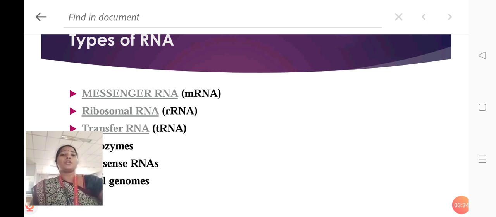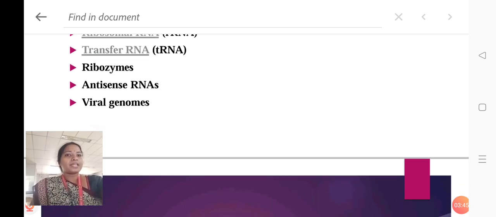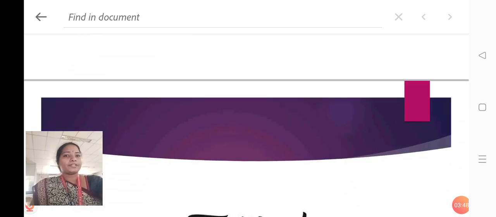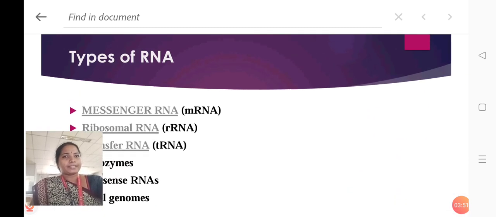So we have to analyze the types of RNA. What are the types of ribonucleic acid? Messenger RNA, small RNA, ribosomal RNA, transfer RNA, ribozymes, antisense RNAs, viral genomes. So let's see it in the next class.